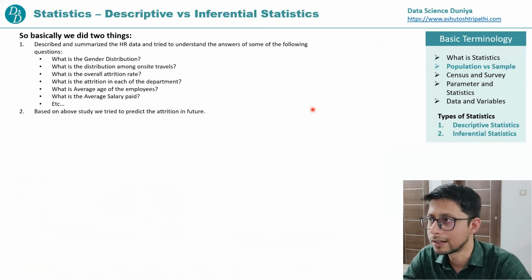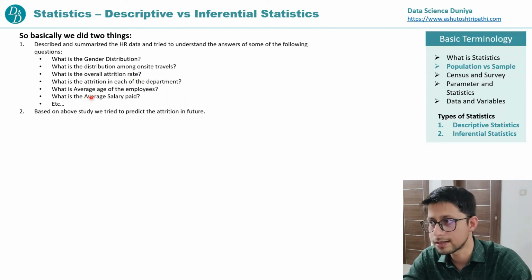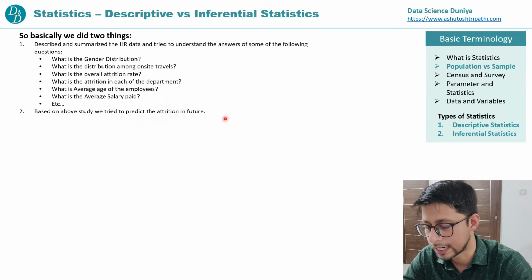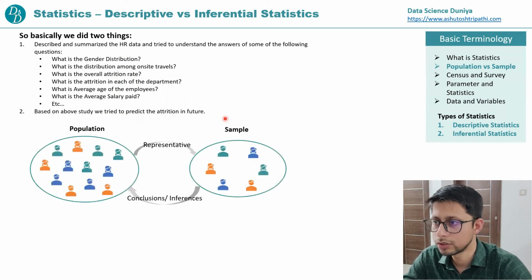What we have done till now is basically two things. We tried to understand, for example, what the gender distribution is, what the distribution among on-site travel is, what the overall attrition rate is, and what the attrition in each department is. These sorts of questions we analyzed in terms of charts. And then we also try to understand, based on the above study, what the attrition will be in future. We can predict with that. That's where inferential statistics comes in. So let's understand that also.